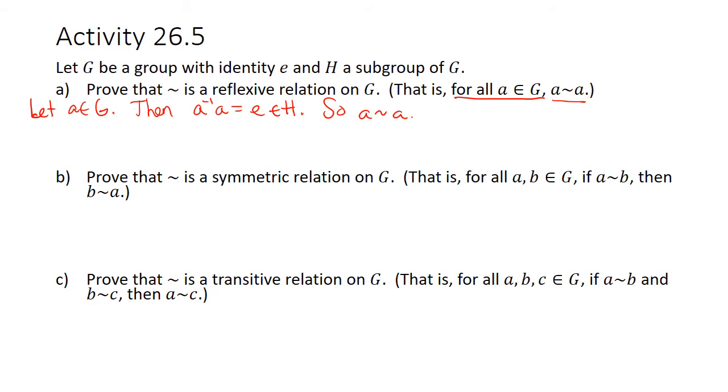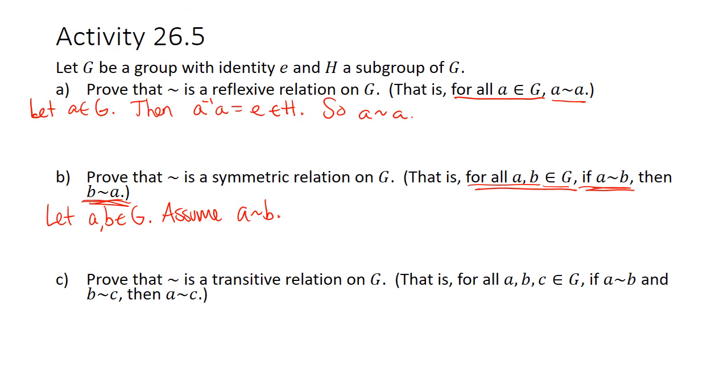Okay, so the second one here, prove that tilde is a symmetric relation. So in other words, prove that for all a, b elements of G, if a is related to b, then b is related to a. So I'm going to translate the for all statement here into a let statement. So let a, b be elements of G. And now we're trying to prove an if-then statement. So we're going to start by assuming the if part. So assume a is related to b, and then we're going to show the then part. So I want to show that b is related to a.